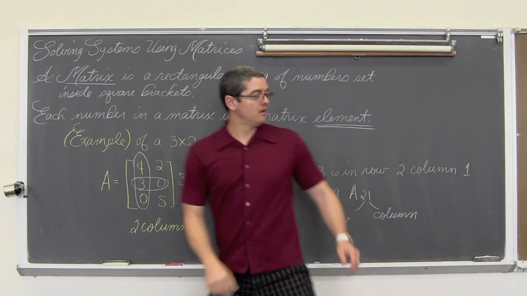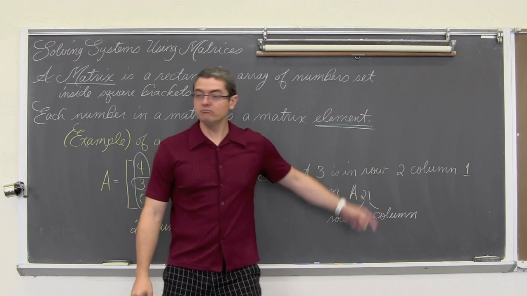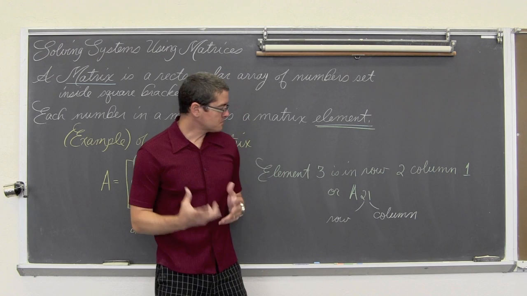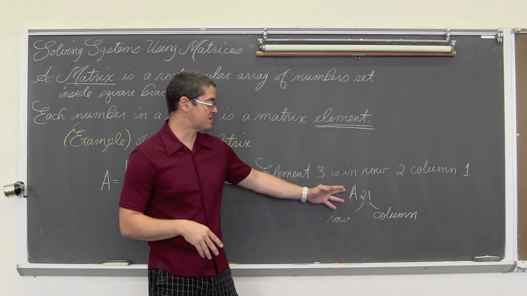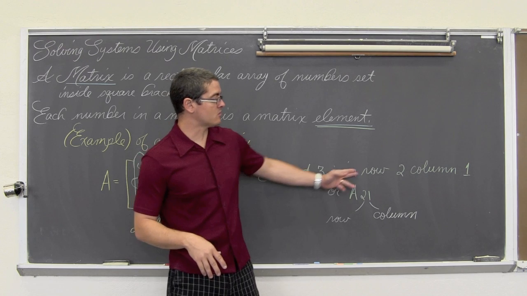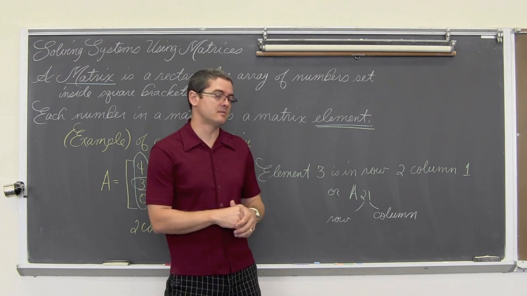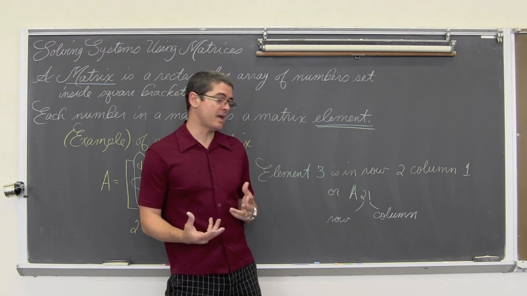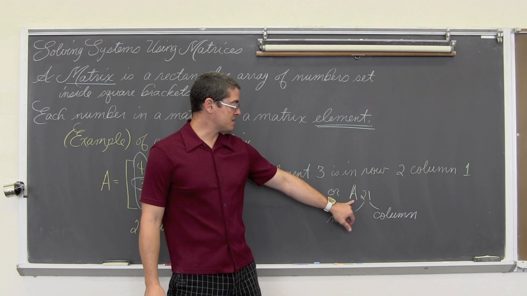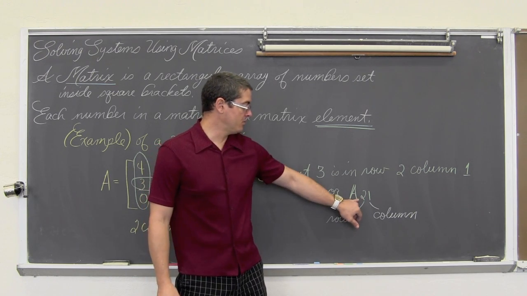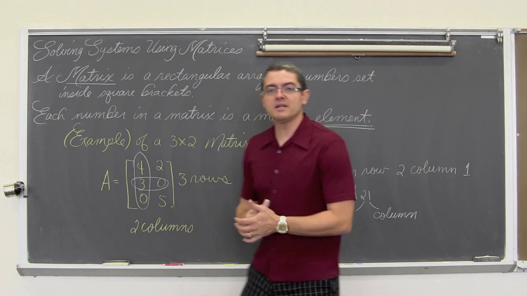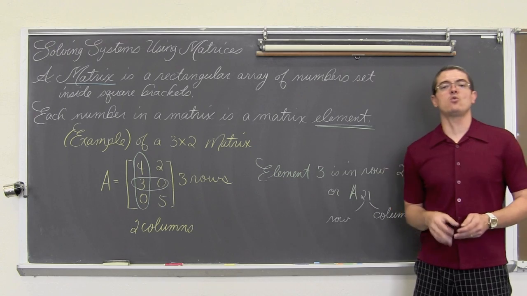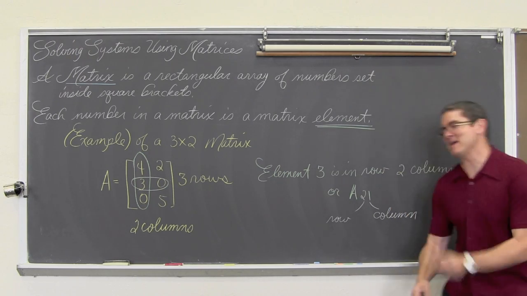So element 3 is in row 2. Let's see, row 1, row 2, row 3. Okay, it is in row 2 and column 1. My textbook that I'm teaching out of uses this notation. We can say that element 3 is in row 2, column 1, or we can just identify it with symbols: matrix A and then 21. It looks like 21, but what it's saying is that 3 is in matrix A, in row 2 and column 1. Now let's get this board erased and see how we can write systems of equations as a matrix. Bang!